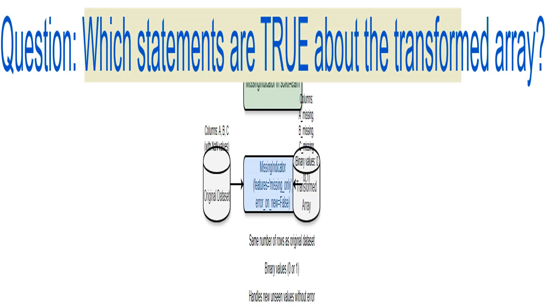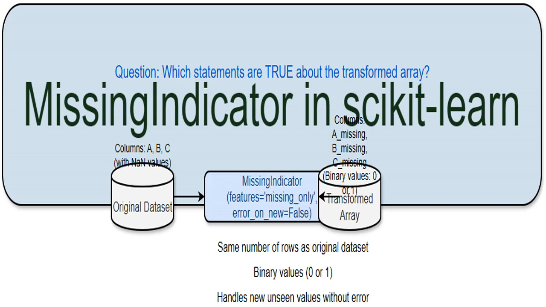This is the core question of this problem. I'm testing your understanding of how the missing indicator works and what its output looks like. These are the original columns in my dataset. The presence of NaN shows that some values are missing. That's what makes this problem interesting.